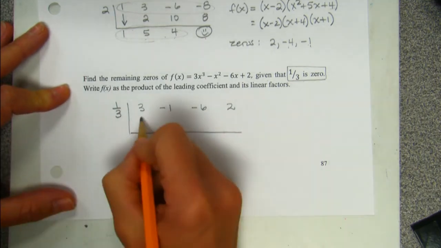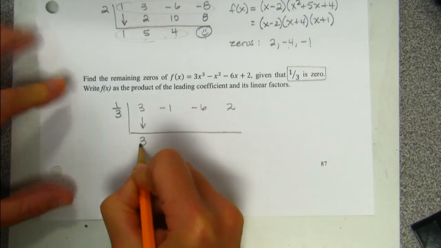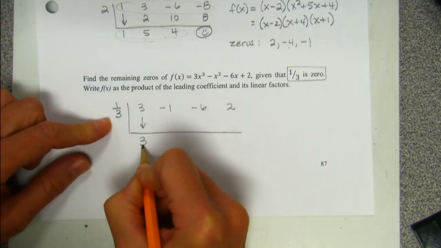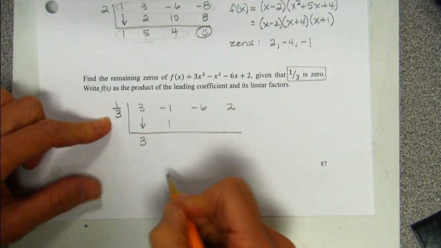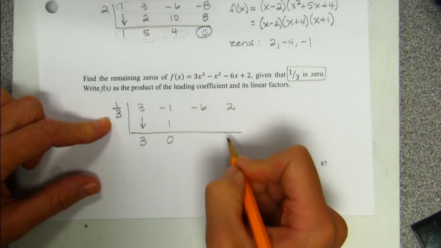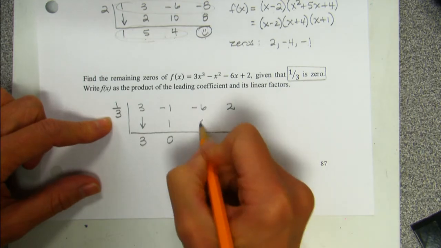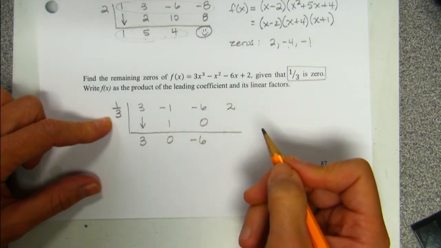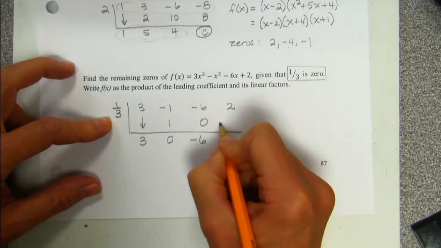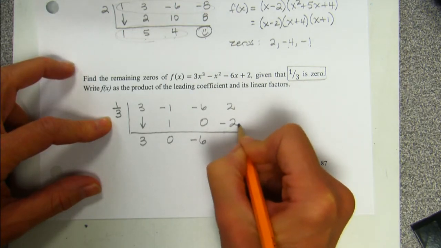We draw. Oh, we multiply. This would look like it was going to be harder than it was. 3 times a third is 1. We add. We multiply. Oh, anything times 0 is 0. We add. We multiply. Positive times a negative is a negative, and 1/3 of 6 is 2.